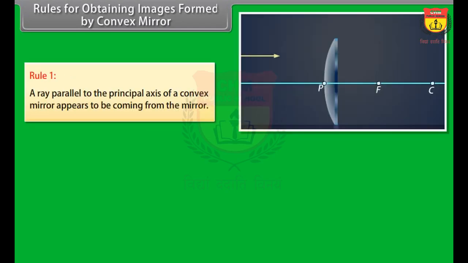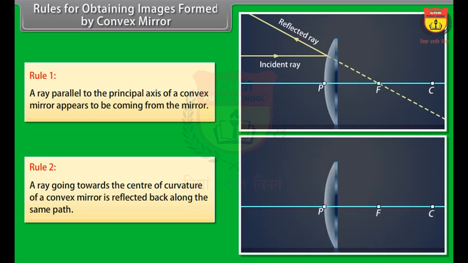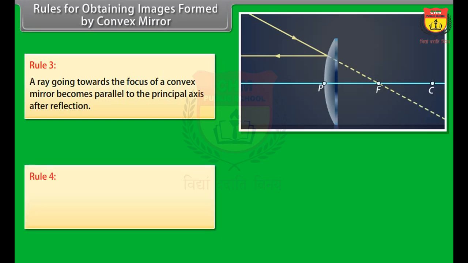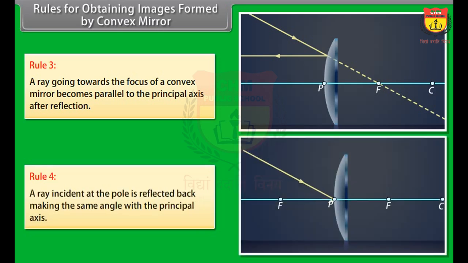Rules for obtaining images formed by convex mirror. Rule 1. A ray parallel to the principal axis of a convex mirror appears to be coming from the focus behind the mirror. Rule 2. A ray going towards the center of curvature of a convex mirror is reflected back along the same path. Rule 3. A ray going towards the focus of a convex mirror becomes parallel to the principal axis after reflection. Rule 4. A ray incident at the pole is reflected back making the same angle with the principal axis.